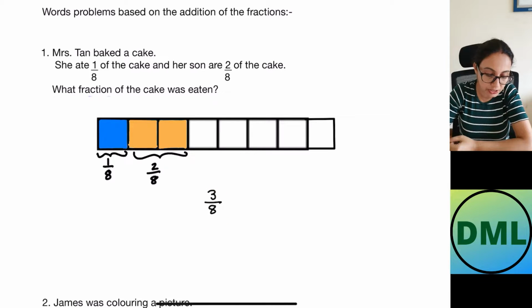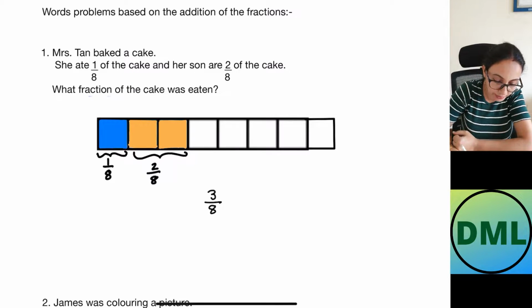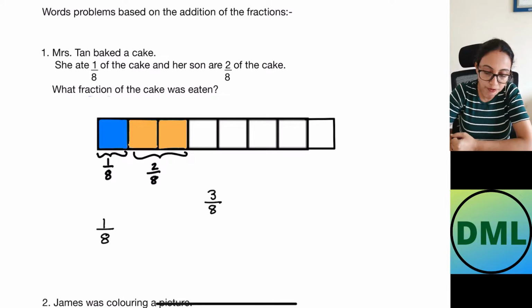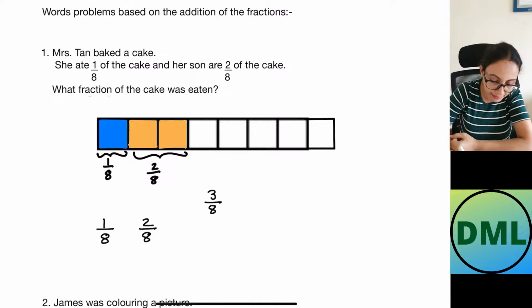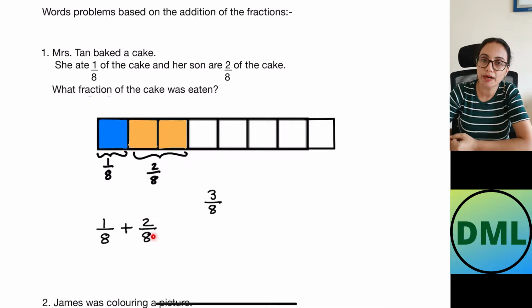First we know that she ate 1/8 of the cake. So what I will write down? I will write down 1/8. Her son ate how much part? Her son ate 2/8 of the cake. Write 2/8. What I have to do? I have to find out the total parts, how much are eaten. When I have to find out the total parts, I have to add my answer. Let's add it here. I have to add 1/8 plus 2/8.